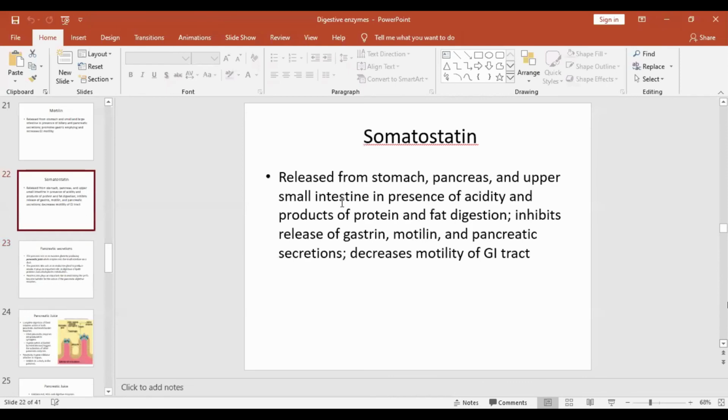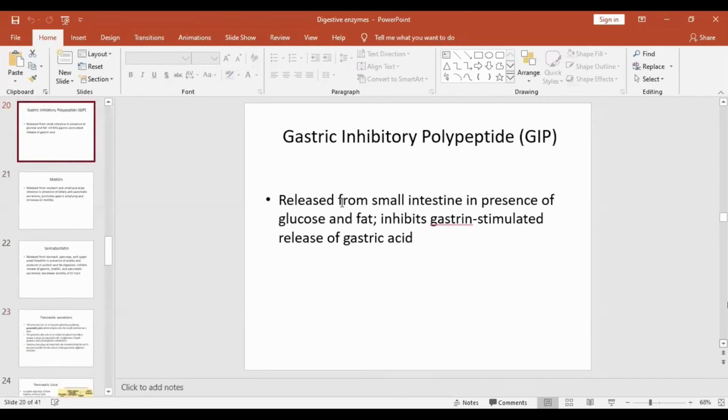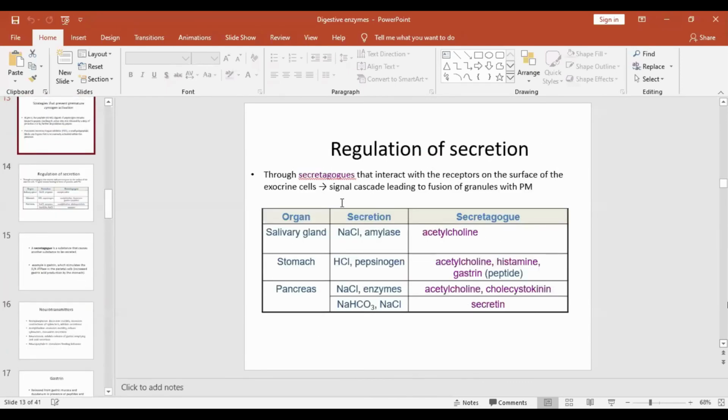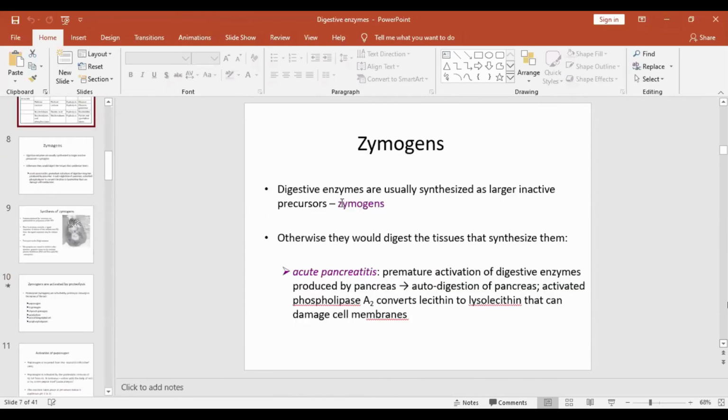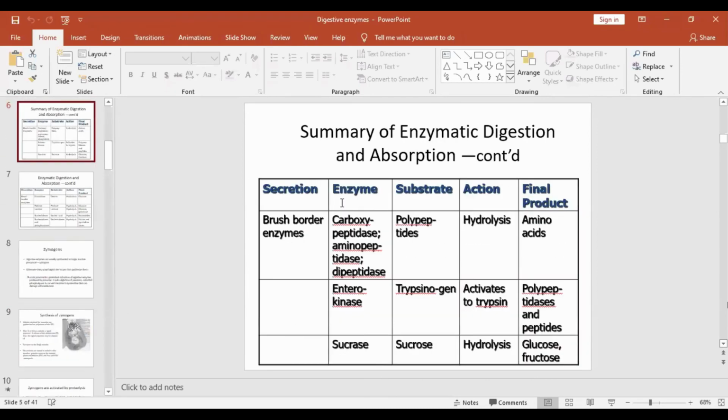Okay. So in today's class, I'll just talk briefly from the beginning, an overview of today's class. So, digestive enzymes.